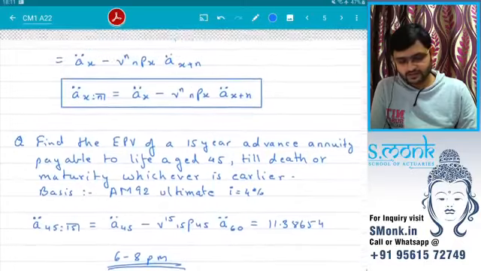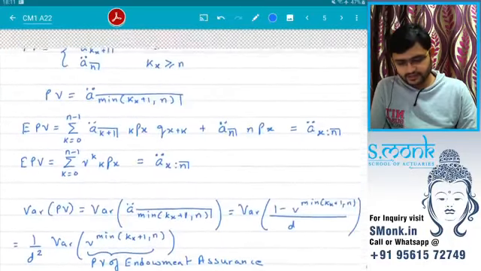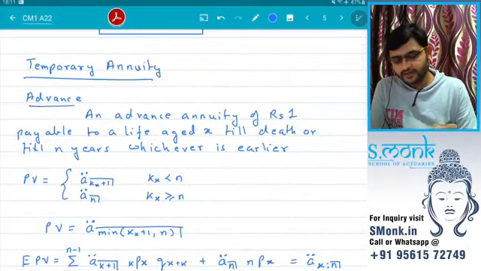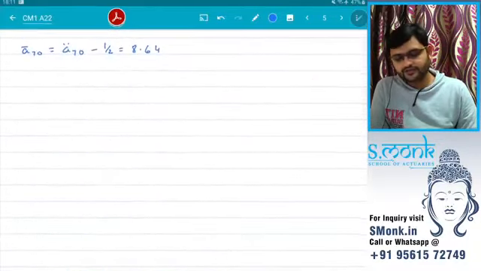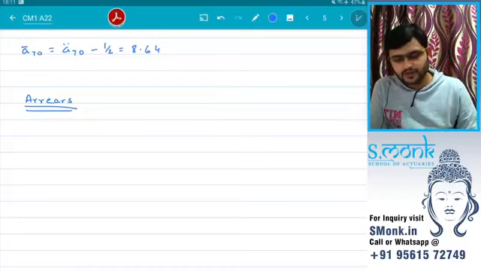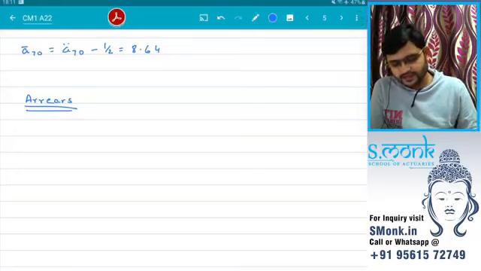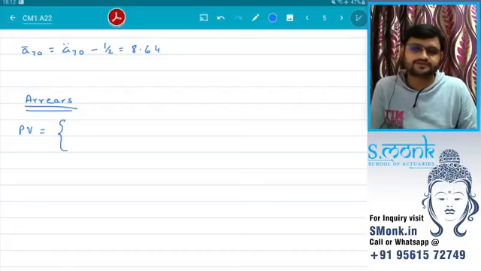Yesterday we calculated the temporary annuity for advance, right? That was the last thing that we did. Let's go for temporary annuity for arrears. Everything else remains the same. The only difference is the payment is given in arrears.